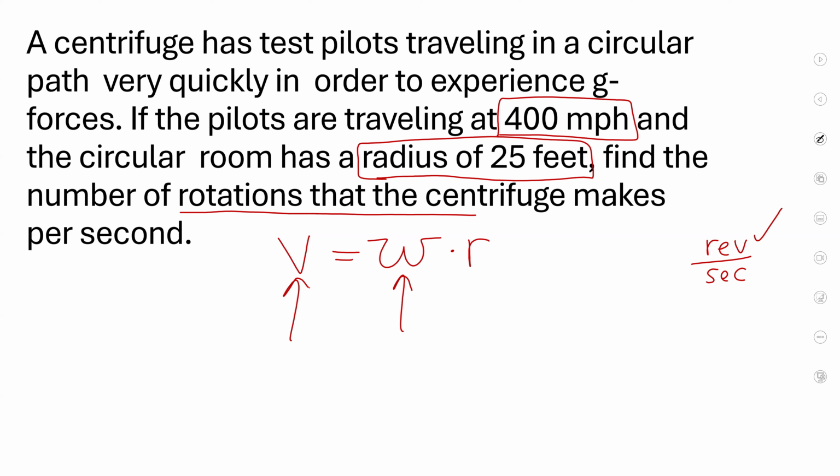Raise your hand if you think it goes here. Raise your hand if you think it goes for the V. Yes, that's correct. Remember, this is angular velocity. They didn't give me any type of angle. They gave me miles. That's linear, that's distance, okay? They gave me miles. So that needs to go for the velocity, for V. So I'm gonna put 400 miles per hour for my linear velocity. My radius is 25 feet, so I'll replace that.